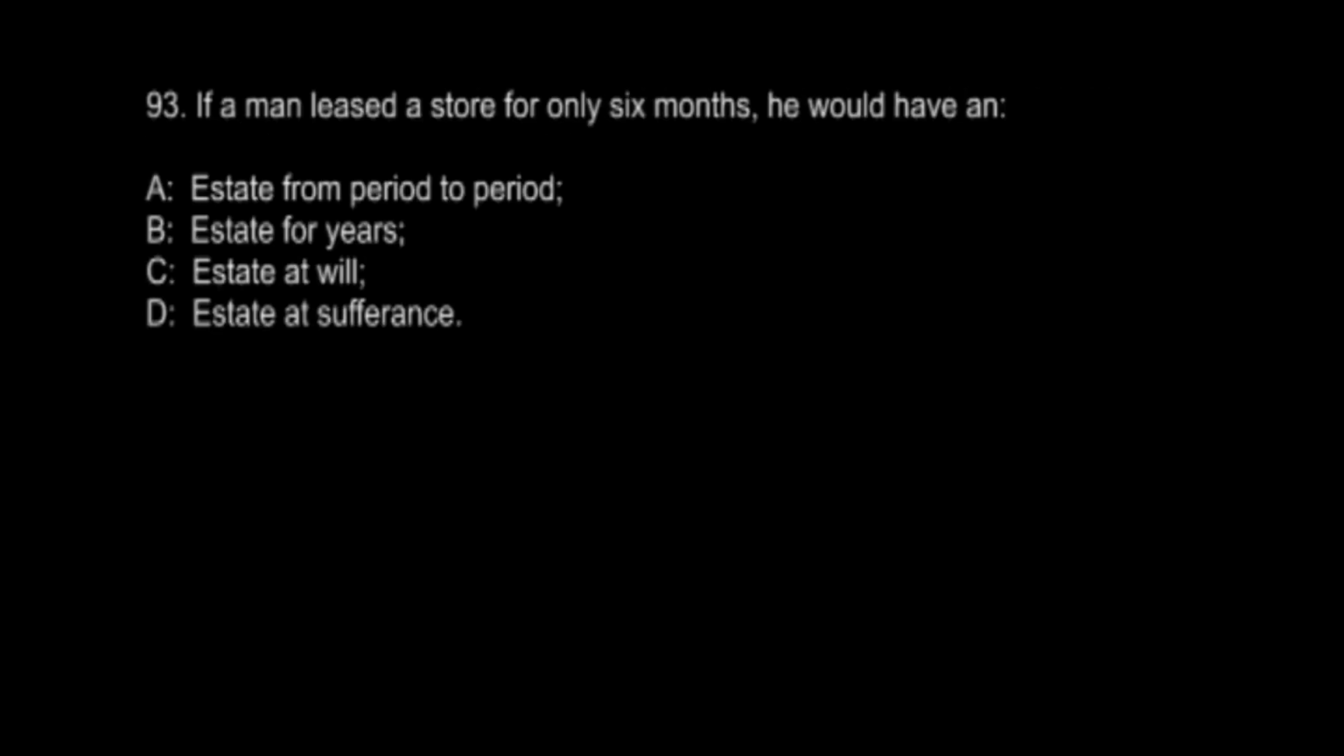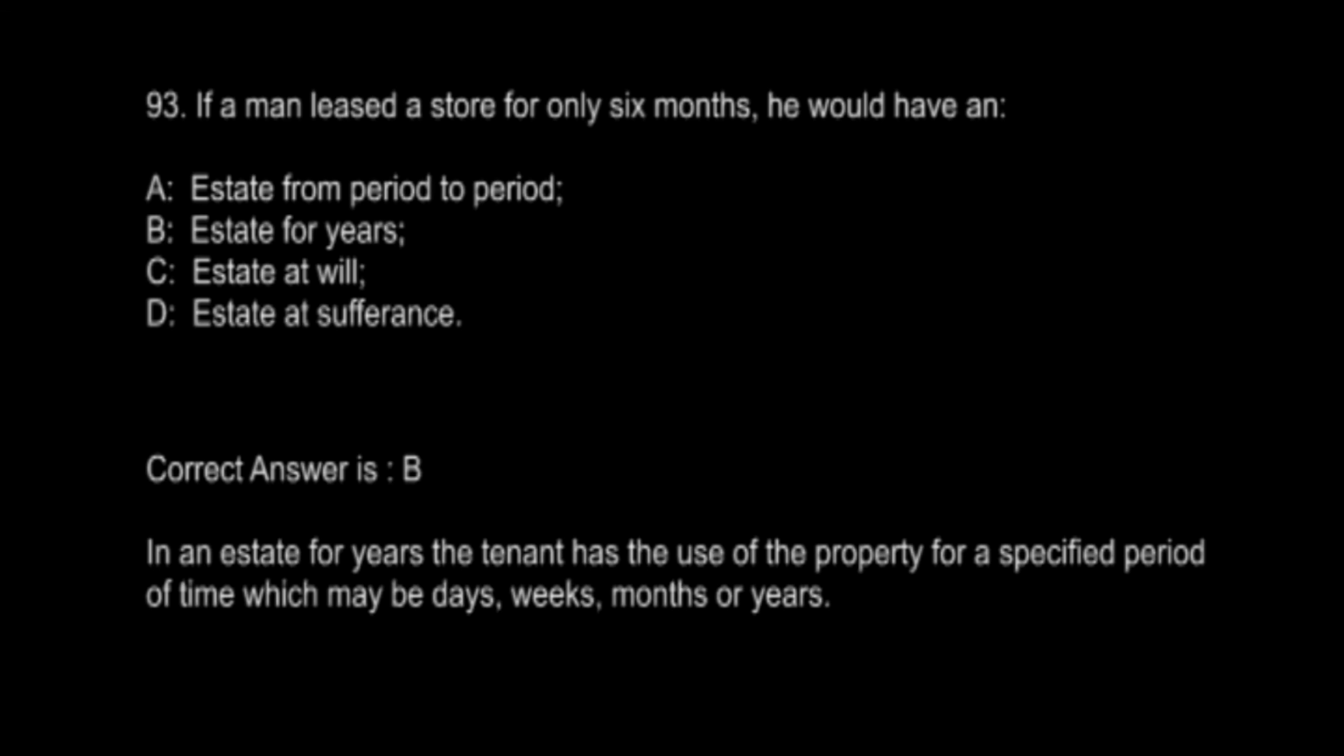93. If a man leased a store for only 6 months, he would have a. an estate from period to period, b. estate for years, c. estate at will, d. estate at sufferance. Correct answer is B. In an estate for years, the tenant has the use of the property for a specified period of time, which may be days, weeks, months, or years.